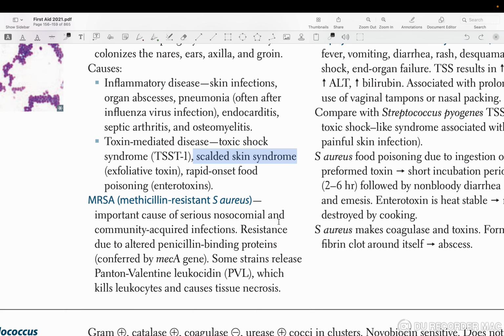So the next one, rapid onset food poisoning. Maybe you remember you ate at some place something with mayonnaise, for example, and after you ate it, you felt bad.